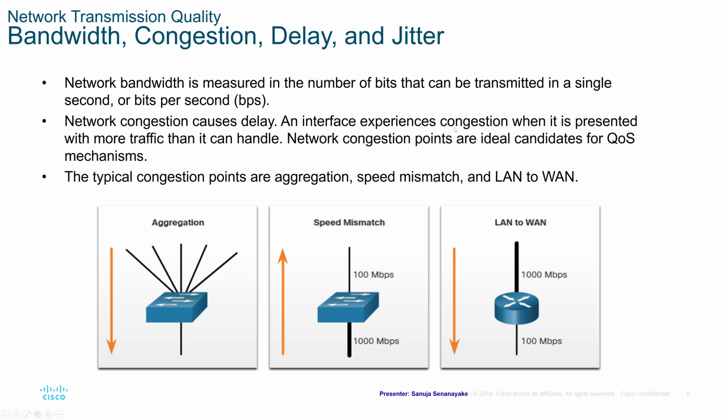The typical congestion points are aggregation, speed mismatch, and LAN to WAN. Those are typical points where you can implement QoS to improve your network.